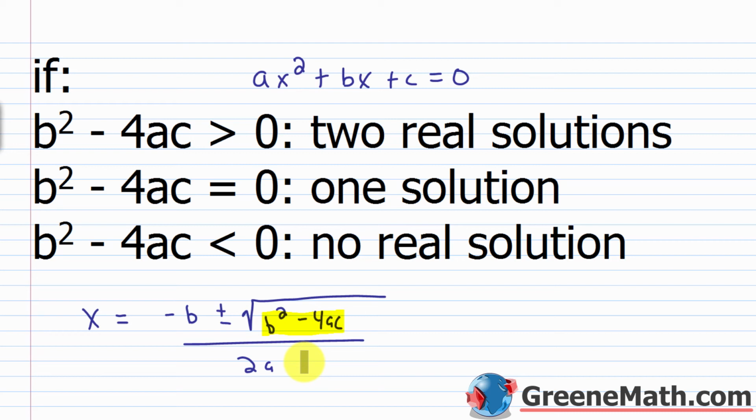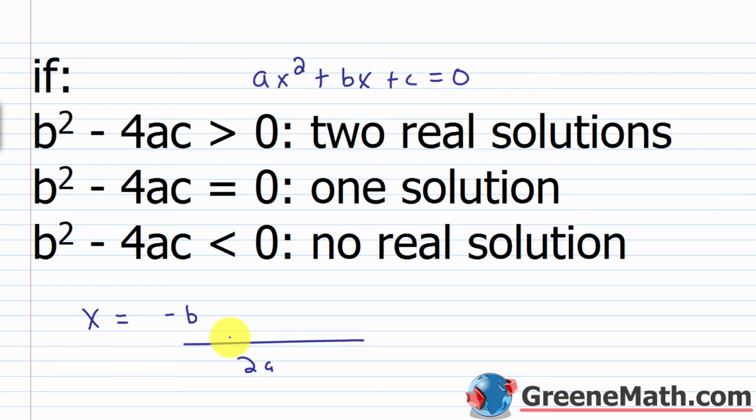But for right now, if b squared minus 4ac is greater than 0, we're going to have two real solutions, and therefore two x-intercepts. If b squared minus 4ac is equal to 0, you're going to have one solution and therefore one x-intercept. Why only one solution? If this is 0, the square root of 0 is 0, so you have plus or minus 0, which is basically nothing. You can get rid of that, and you just have negative b over 2a as your solution.